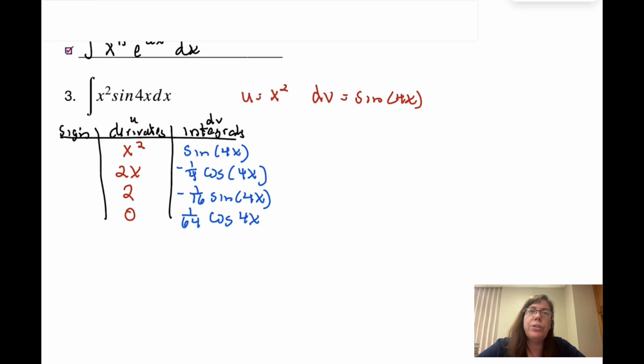The last thing you're going to do is put your sine column in. Now, the sine column, you just alternate signs, always starting with positive. Okay, now how does this table help us? Well, what you do is you go across and diagonal.